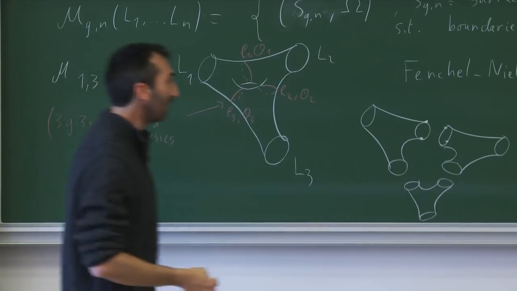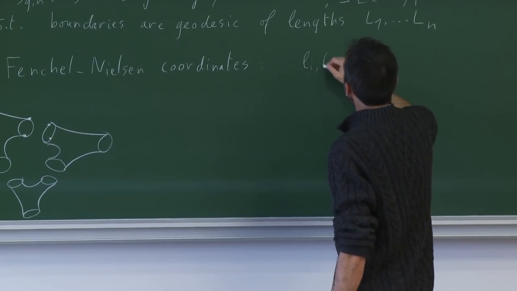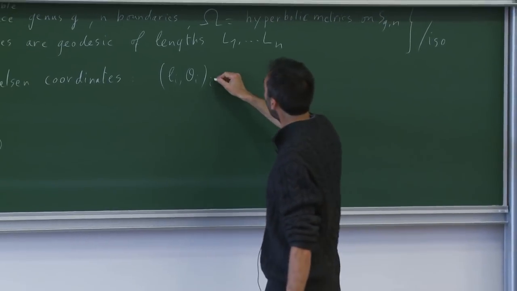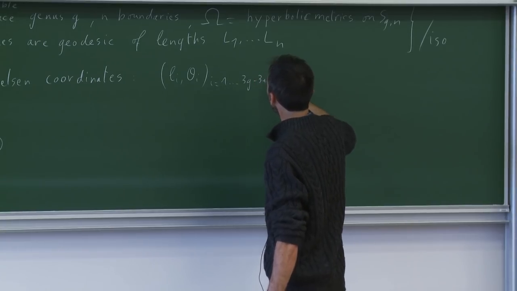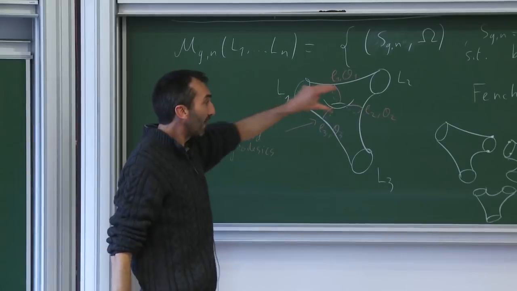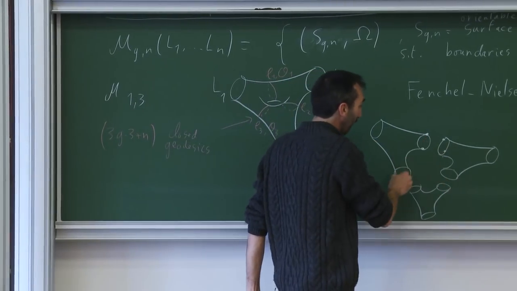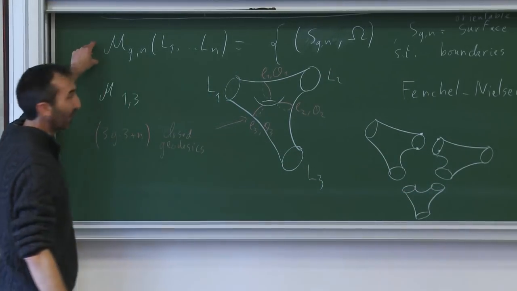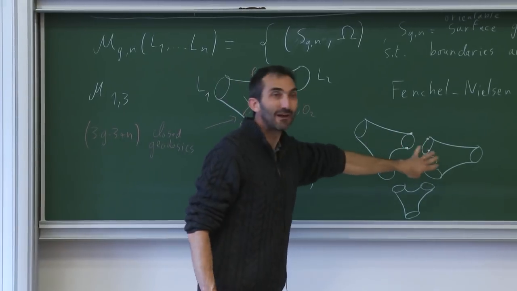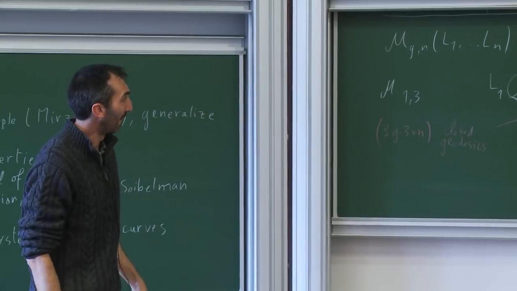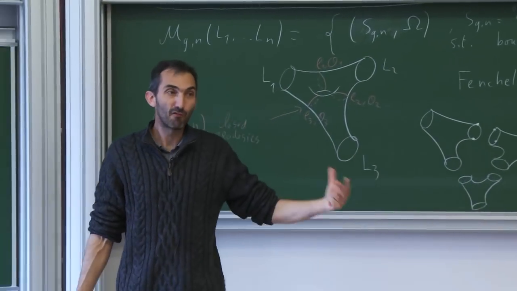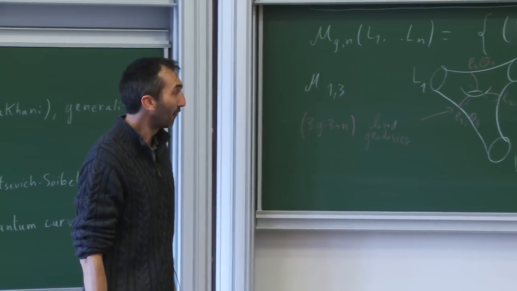the Fenchel-Nielsen coordinates are the geodesic lengths L_i and the gluing angles theta_i for i equals 1 to 3g minus 3 plus n. They are coordinates of that space. Meaning that for every such gluing, if you fix the lengths of all those geodesics and the gluing angles, you find an element of that space, and vice versa, every element of that space can be locally uniquely recovered by that. The reason is that if you fix three geodesic lengths, there is a unique pair of pants, hyperbolic, with those three geodesic lengths. So these are local coordinates.